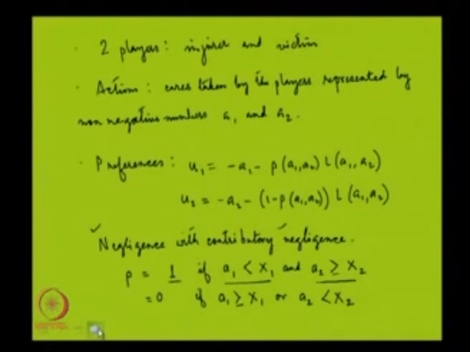Now this may seem a little harsh on the victim, because he is getting compensated only if both these conditions are satisfied, but it is not so. I can play around with X1 and X2 and get different kinds of loss.